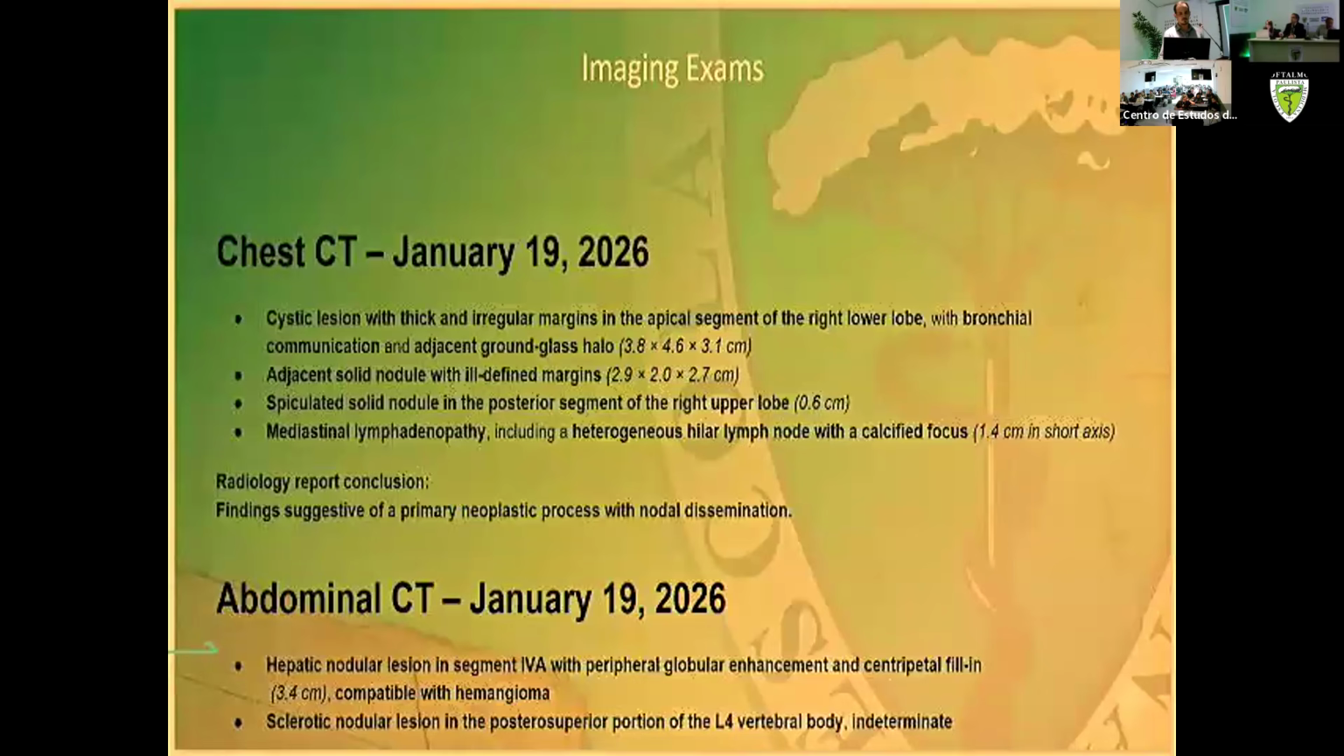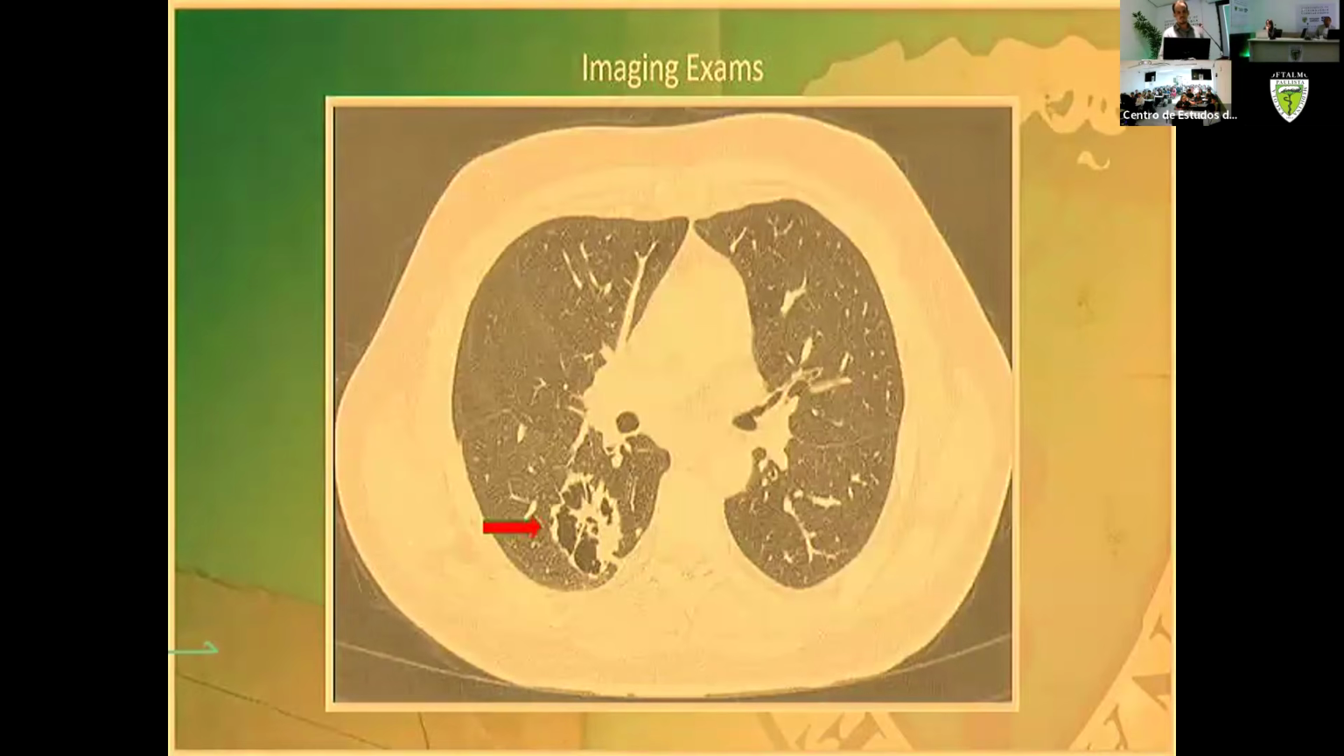The radiology report was suggestive of a primary neoplastic process with nodal dissemination. For the abdominal CT, we had a hepatic nodular lesion that was compatible with a hemangioma. And we also found a sclerotic nodular lesion in the posterior superior portion of the L4 vertebral body, that was at the moment indeterminate. So here we can see the cystic lesion on the right lower lobe with an adjacent solid nodule.